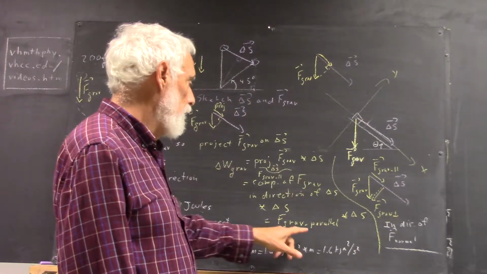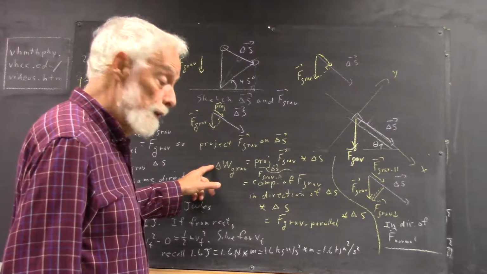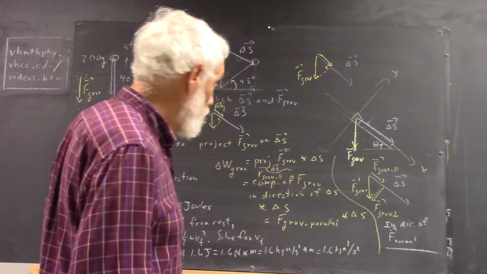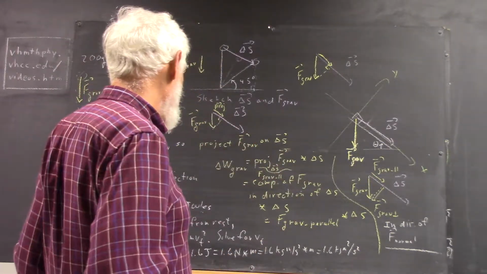And that is the F grav parallel times delta S. So that's the work done by the gravitational force. It's the definition of work when you have a constant force and a constant displacement.